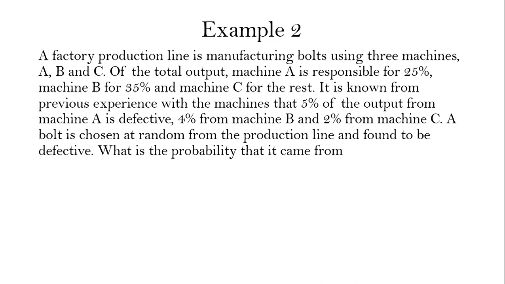We continue. It is known from previous experience with the machines that 5% of the output from machine A is defective. So we are being told 5% of the output from machine A is defective. So if 5% of the output from machine A is defective, this is the probability that it is defective given that it is from machine A. Likewise, 4% from machine B is defective and 2% from machine C is defective.